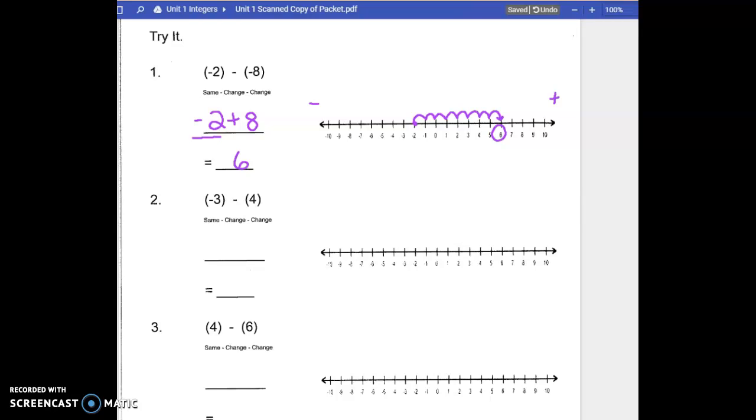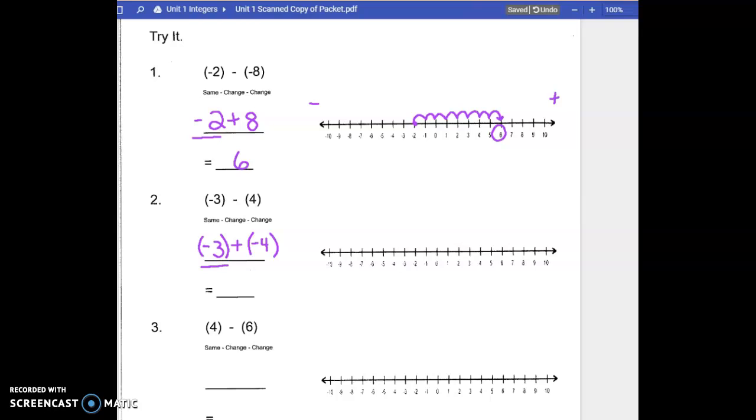Again, I'm going to do same, change, change, or change this to adding the opposite. So my -3 stays the same, and I can leave it in parentheses, doesn't matter. My subtraction is going to change to adding, which is what I want. And this is a +4 right now. It's going to change to a -4.